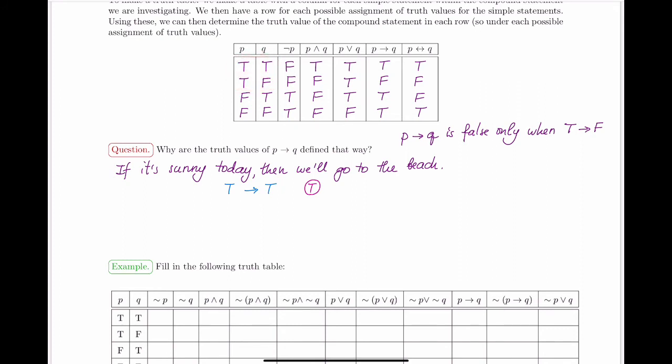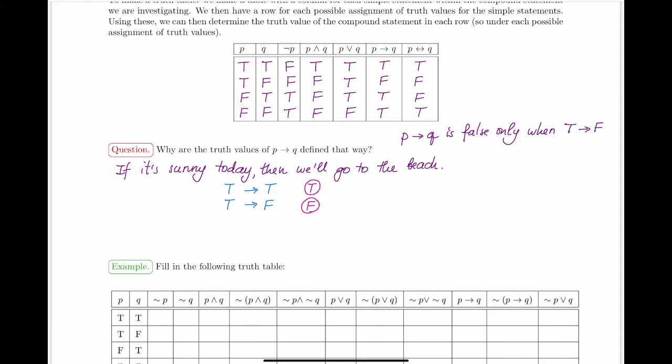The next one is true implies false. So in our case here, that means that it was sunny today, but we did not go to the beach. Well, this case is problematic because I promised that if it was sunny today then we'll go to the beach, it was sunny, but we didn't go to the beach. So I made a promise and I broke it. And that is what corresponds to the false value of the conditional, a broken promise. The premise, which is the first part of the conditional, was true, but the conclusion never happened.